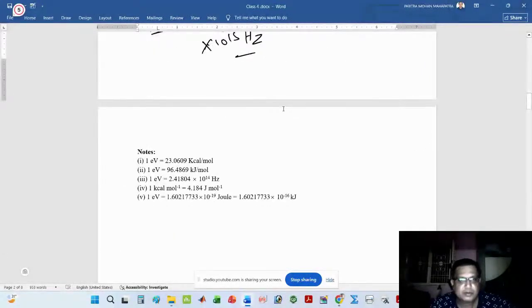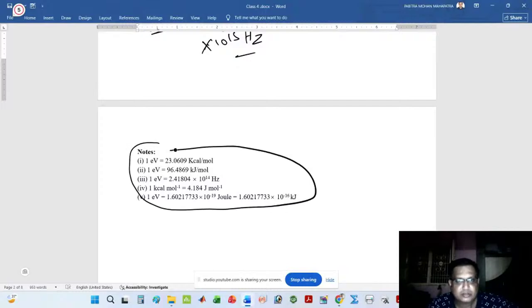Next, it is highly important to remember this type of relation. Here it is compulsory to remember this. Here E is electron volt. So 1 electron volt is 23.0609 kilocalorie per mole. Second, 1 eV is equal to 96.4869 kilojoule per mole. 1 eV is equal to 2.41804 × 10^14 hertz.